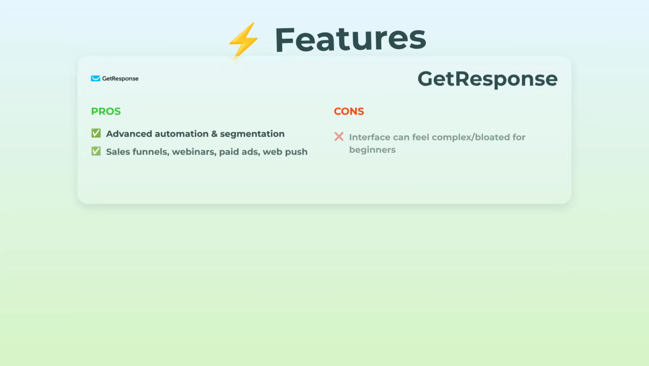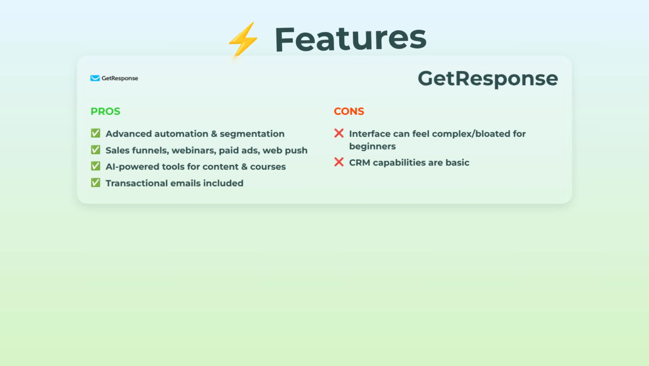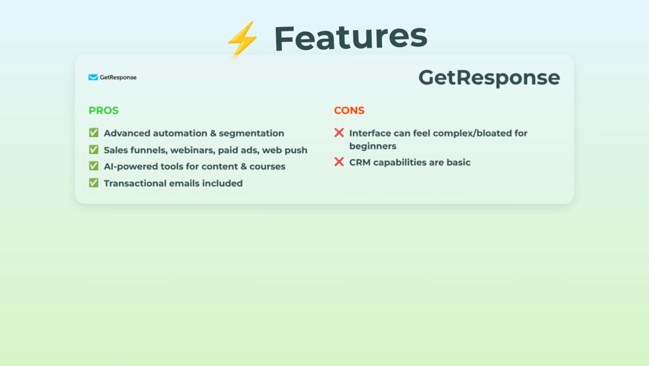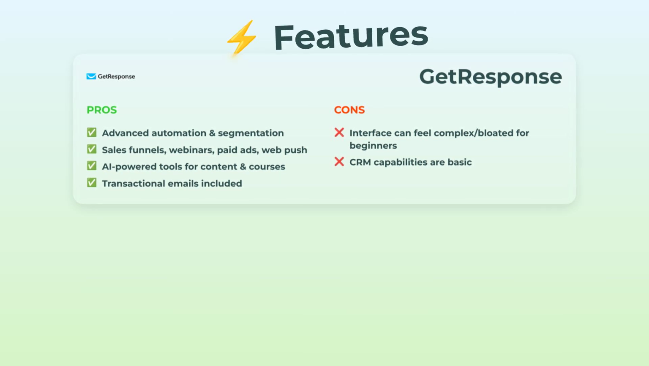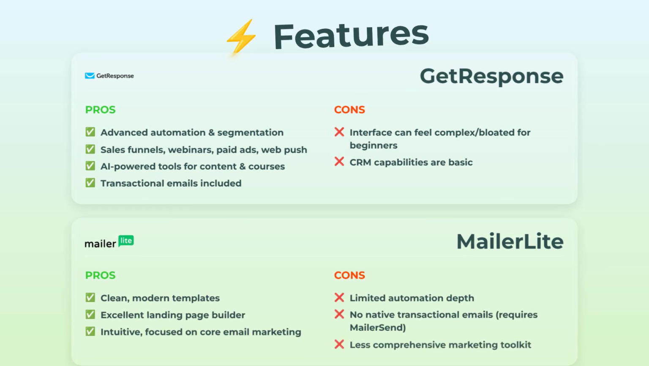Switching gears, let's dive into features. GetResponse goes hard. We've got advanced automation, segmentation, actual sales funnels, webinars, paid ads, even web push notifications. They toss in AI-driven tools for content creation and building courses, plus transactional emails come included. The only real downsides are that it can feel a little busy or bloated, especially if you're brand new, and the CRM stuff is pretty basic.